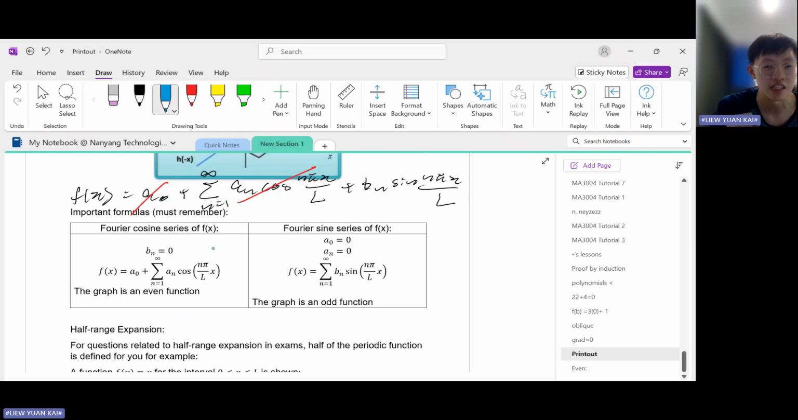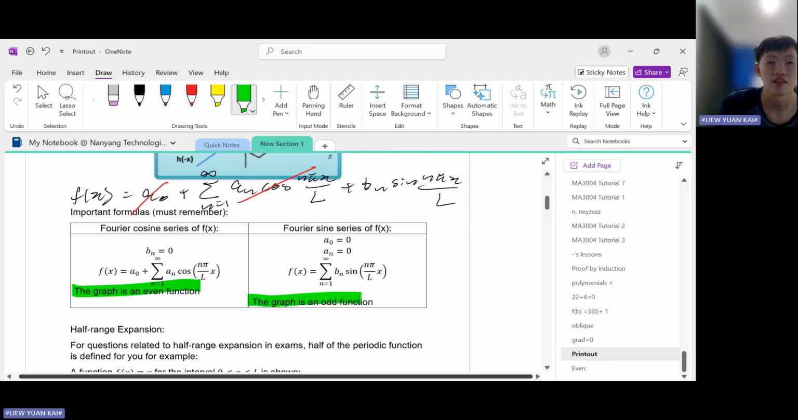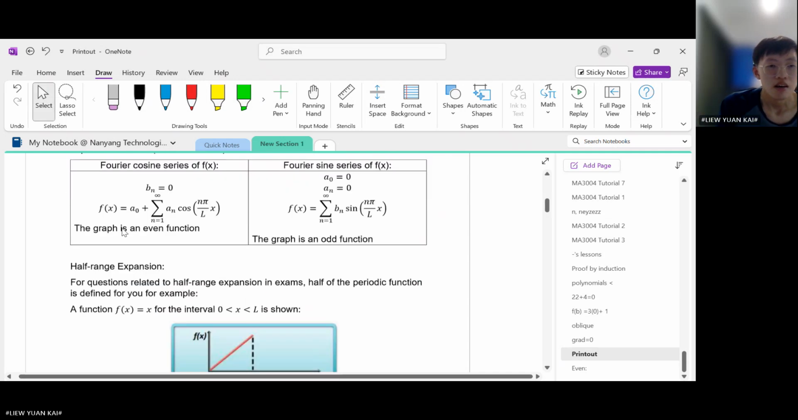What you need to know at the end of the day is the definitions of Fourier cosine and Fourier sine. Fourier cosine of a function is given by these properties. Fourier sine of a function is given by these properties. The main takeaway is this graph is even, so symmetrical about the y-axis. This graph is odd, so rotationally symmetrical about the origin.